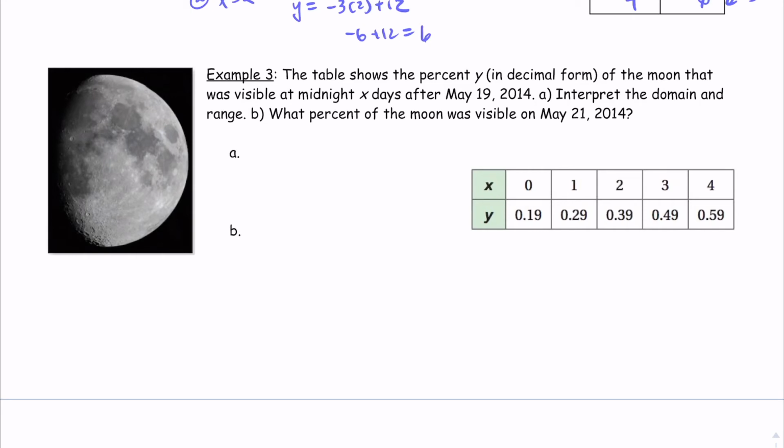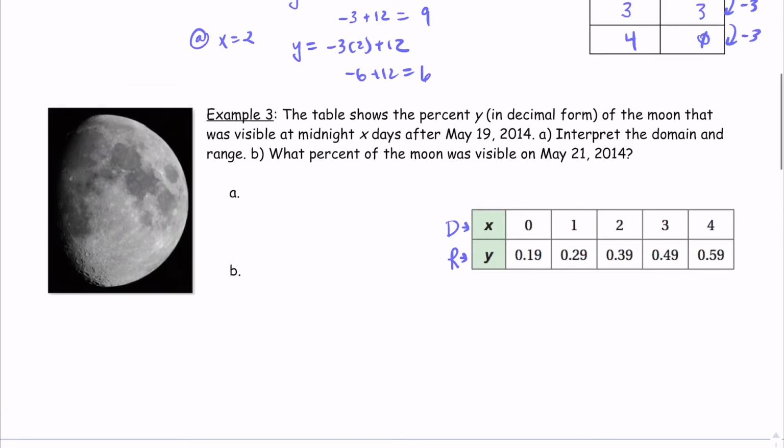So let's identify a domain or range. My domain is always going to be my x. My range is always going to be my y, right? So let's figure this out. After 0 days, why is it 0 days? Because it says x is equal to 0, right? So after 0 days, what is the date? The date is May 19, 2014. So after 0 days, it is still May 19.